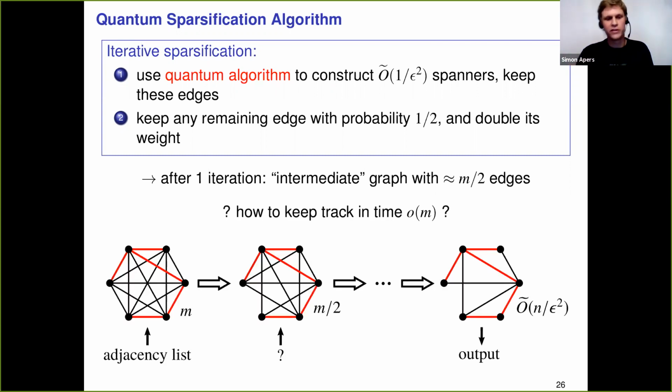So here's a small picture. The original graph, we access through the adjacency list. And then after one iteration, we want to kind of throw away half of the edges and keep the other half. But this graph we can no longer describe. So what do we do instead?